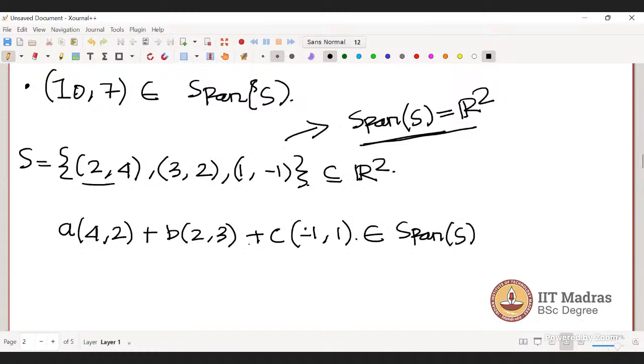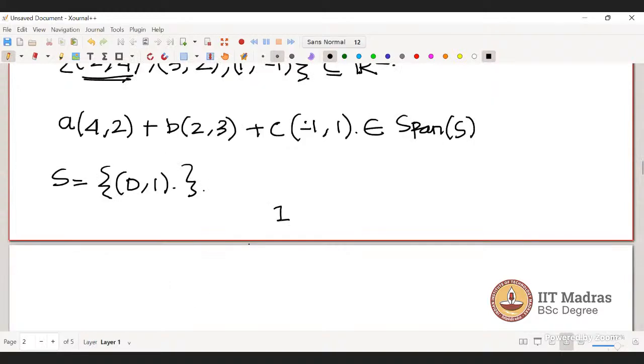You cannot switch the coordinates. Sir, this is just a column transformation, right? Sorry? This is just a column transformation, right? If I take a matrix (2, 4), (3, 2), (1, ...), for example, suppose I take (0, 1). You cannot say that (1, 0) is in the span of S, right?